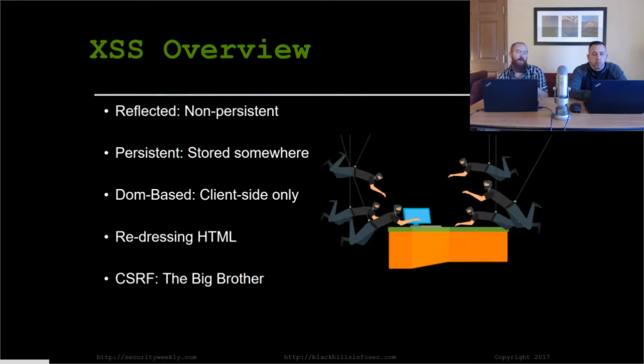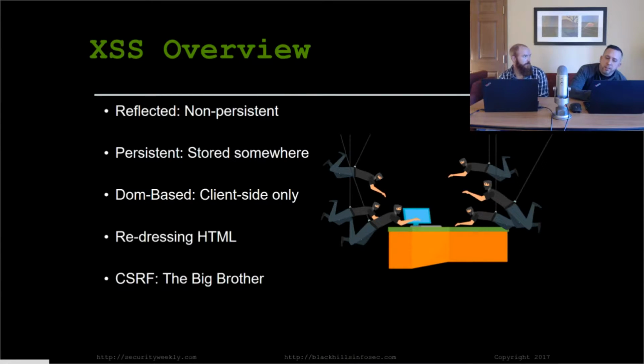Where that differs from, say, a persistent is where, as an attacker, you can actually inject a payload into the page and it stays there. A good example of that would be like a forum or something, where you could maybe post a forum post with a cross-site scripting payload, and then anyone who visits that forum now will have that script pop up in the browser. And then, DOM-based stuff as well.